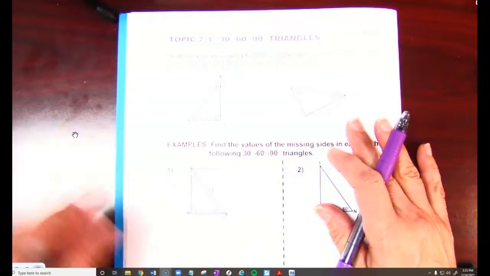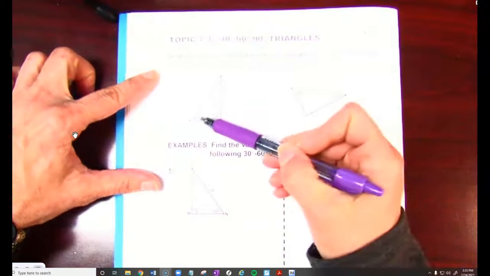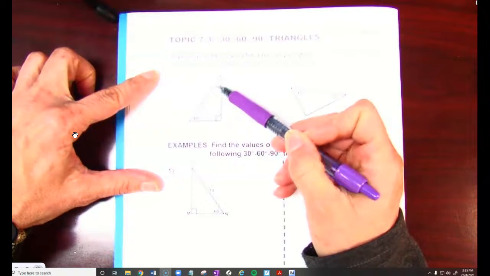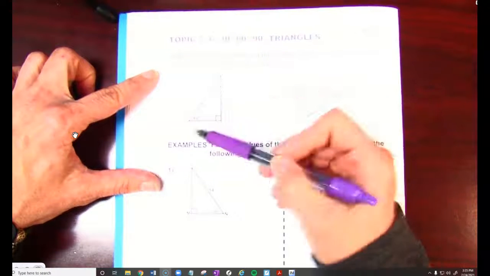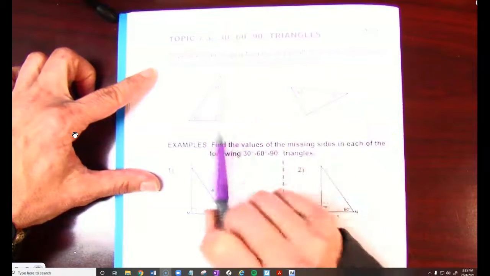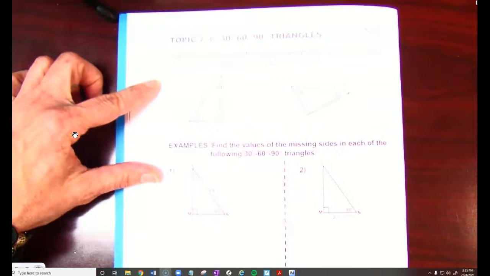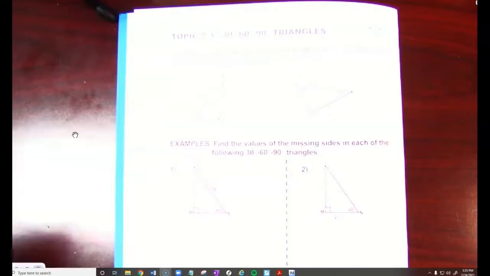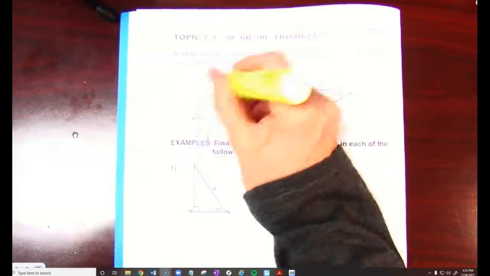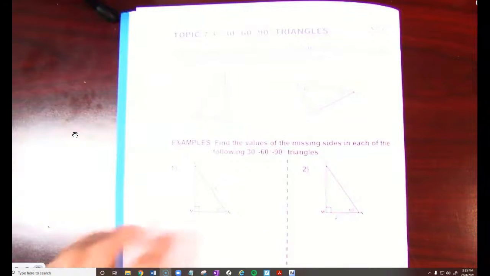Alrighty, so let's go ahead and talk about 30-60-90 triangles. Pretty easy, y'all. You're either going to have a 60, a 30, or in this example, both. You have to have at least one of those with a right angle symbol. So again, across from the right angle symbol, that's always going to be your hypotenuse.